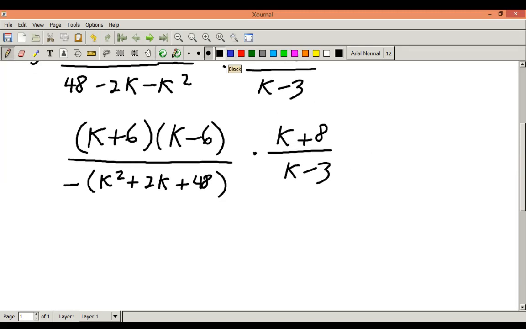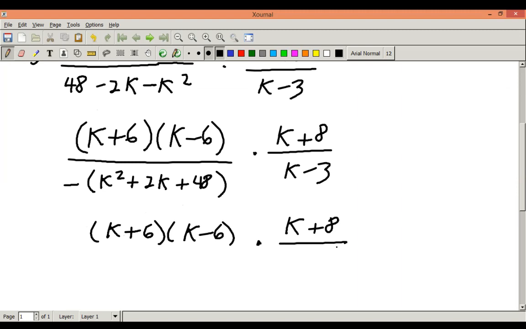Okay, so now again, we're going to factor that, and then when everything gets factored that can be factored, we'll go ahead and multiply. So just recopying the top is k plus 6 times k minus 6. Recopying the second fraction, k plus 8 times k minus 3. And now we're going to factor that first denominator as k plus 8.